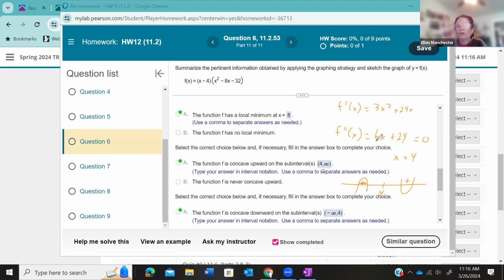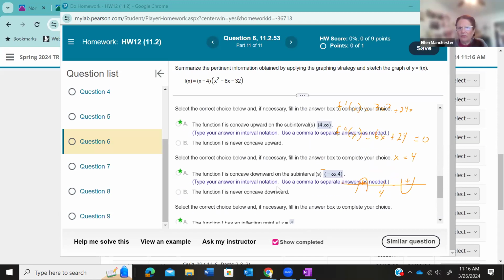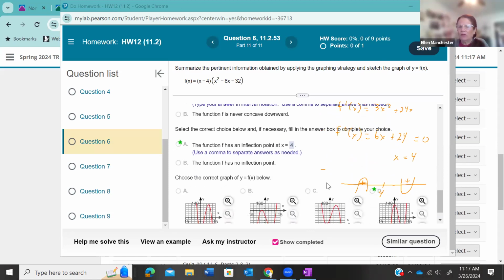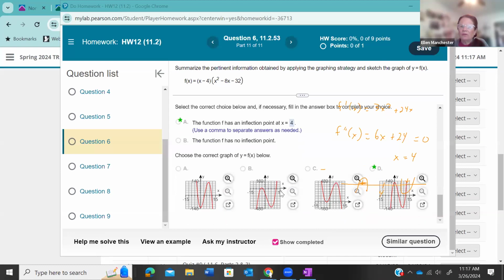Okay, so what's nice about this is I can go through again. I know that that is my point of inflection. I can do my test chart and then answer the question. So that's 2 of the questions. And then where's the inflection point? The inflection point is at 4. So again, with second derivative, I just went through and I was able to find the concavity and 3 answers based on my test chart for second derivative. And then you can pick your graph.